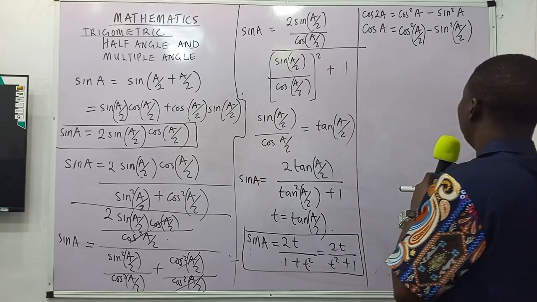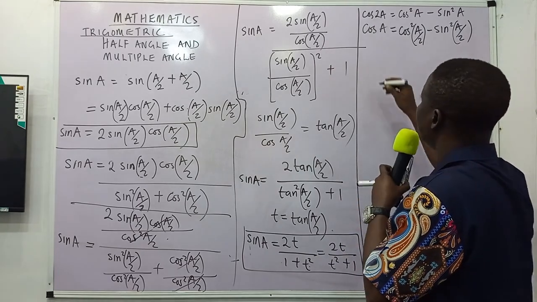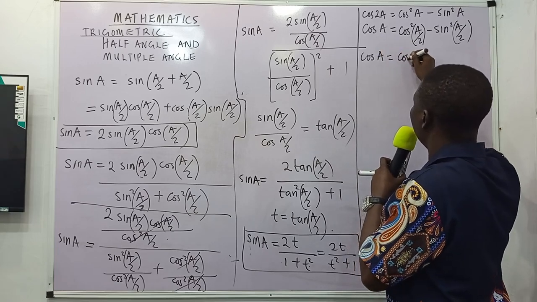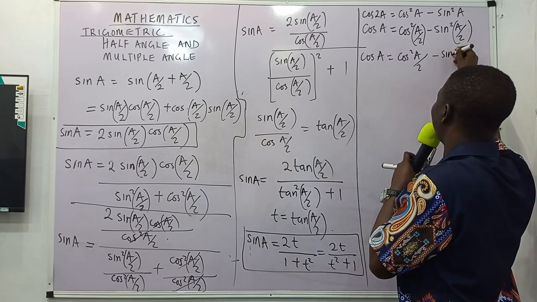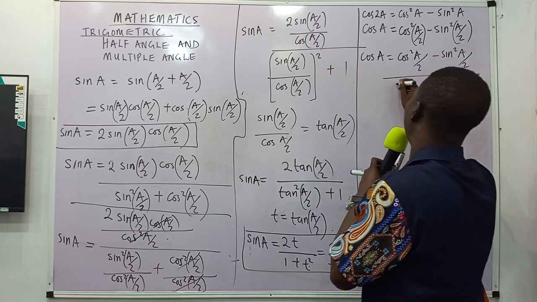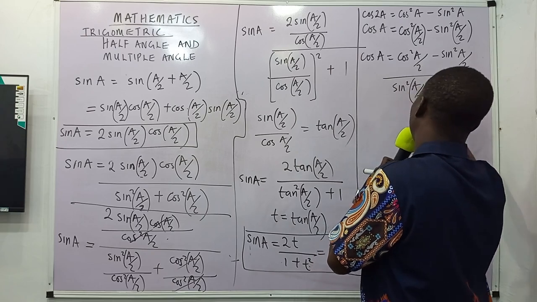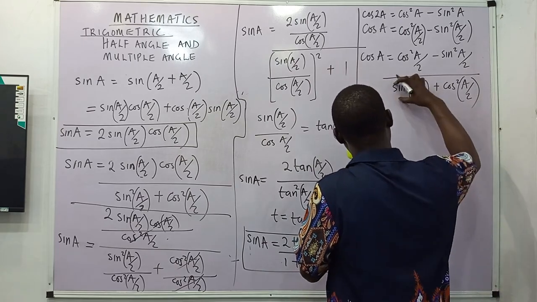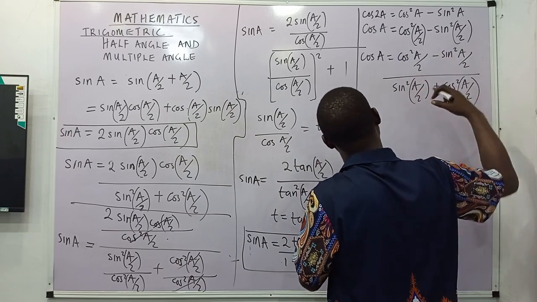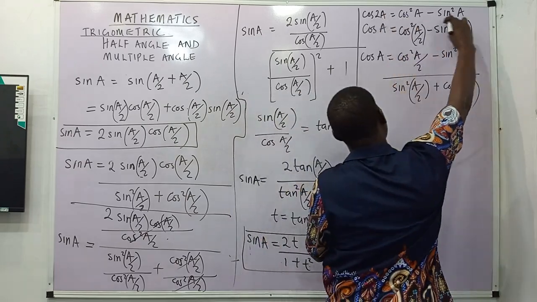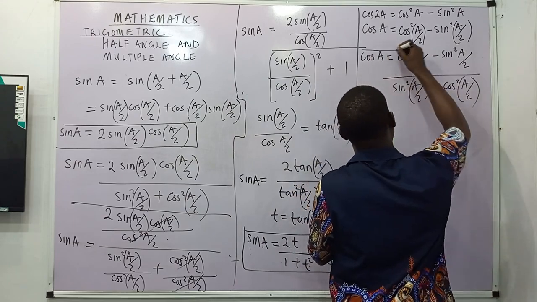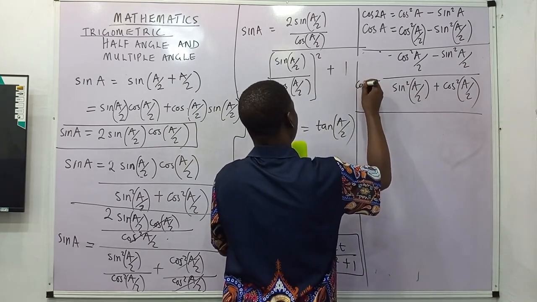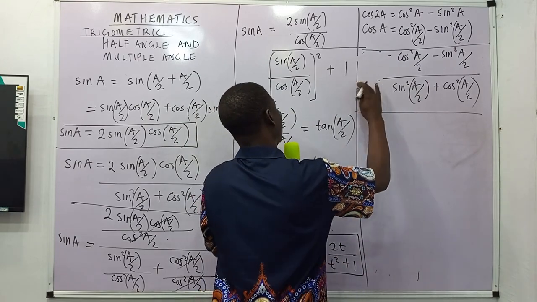So you must be smart enough to get what we are doing there. This cos A can now also be written as cos square A over 2 minus sine square A over 2, all divided by the same thing as sine square A over 2 plus cos square A over 2. Now class, remember that this denominator is equal to 1. So if this is divided by 1, it still gives us the same thing. It's the same thing, don't mix it up. Cos A is cos A.